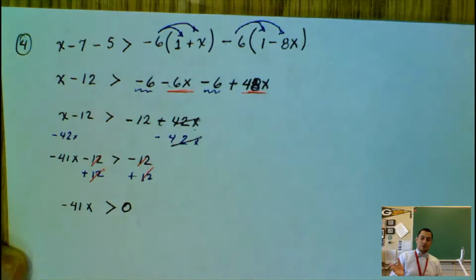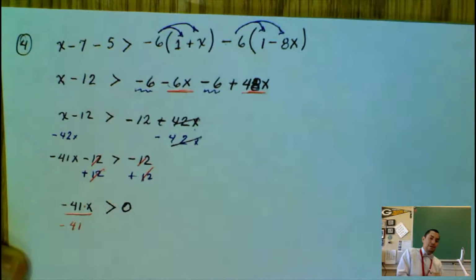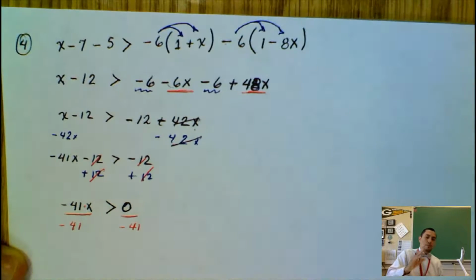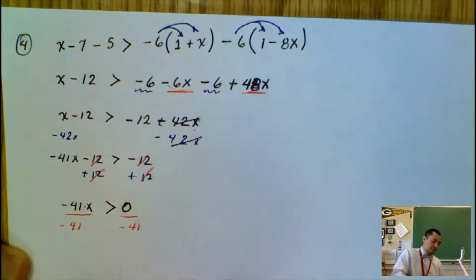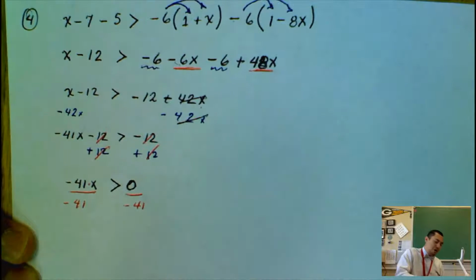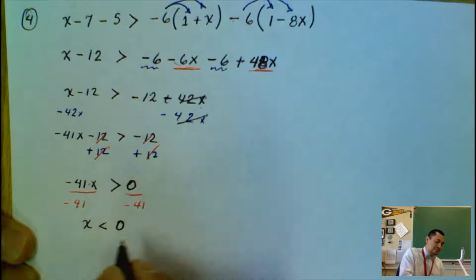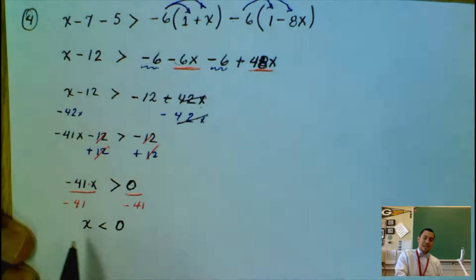Now, what we're going to do is, negative 41 is multiplying, so we're going to divide by the same number on both sides of the inequality. And if you multiply or divide by a negative number, the inequality sign changes direction. So in this case, what we are going to have is x is less than 0, because 0 divided by negative 41 is 0. So that's my solution: x is less than 0.